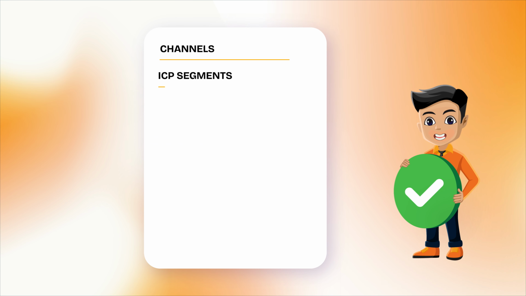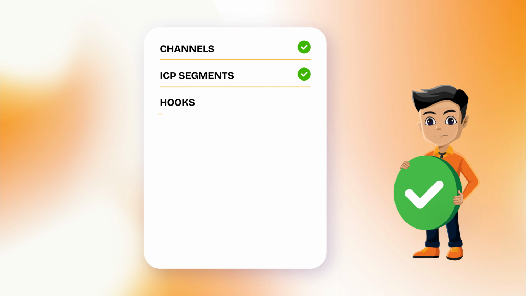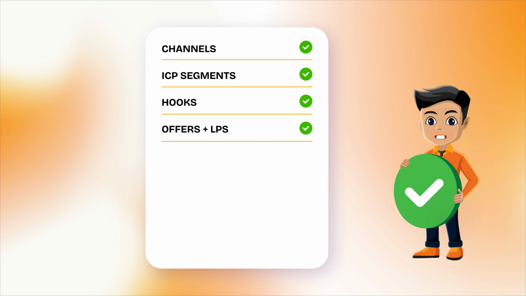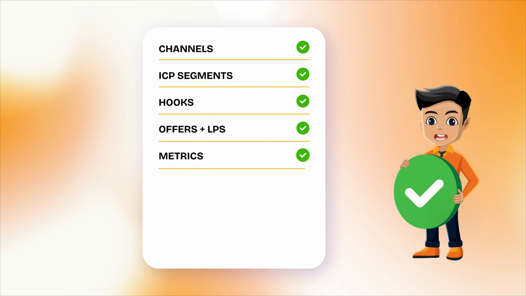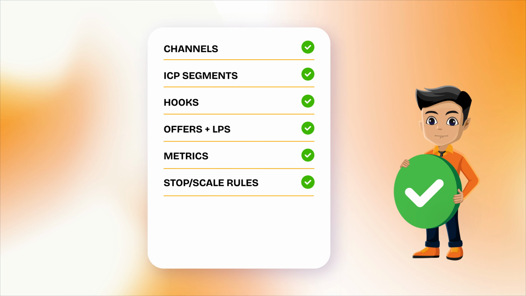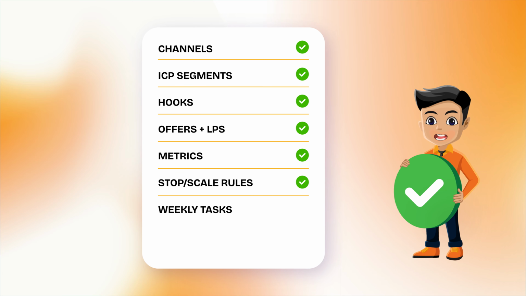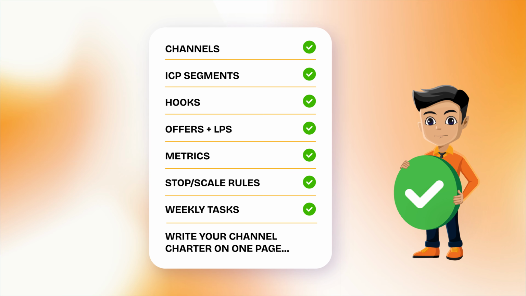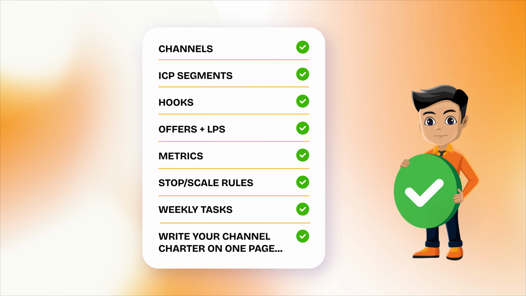Finally, write your channel charter on 1 page. Primary plus supporting channels. ICP segments and target lists. Hooks and creative angles. Offers and landing pages mapped to each. Success metrics plus stop/scale rules. Weekly tasks: launch, review, iterate.